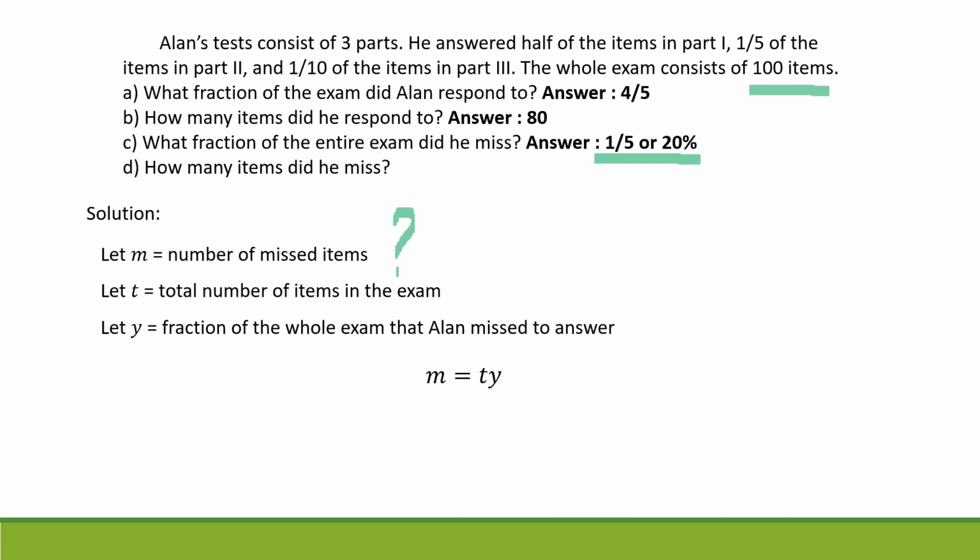Substitute lamang natin ang ating given. So, magkakaroon tayo ng M is equal to 100 times 1/5. At ang makukuha natin ay M is equal to 20. So, ang hindi nasagot ni Alan sa exam niya ay 20 items.